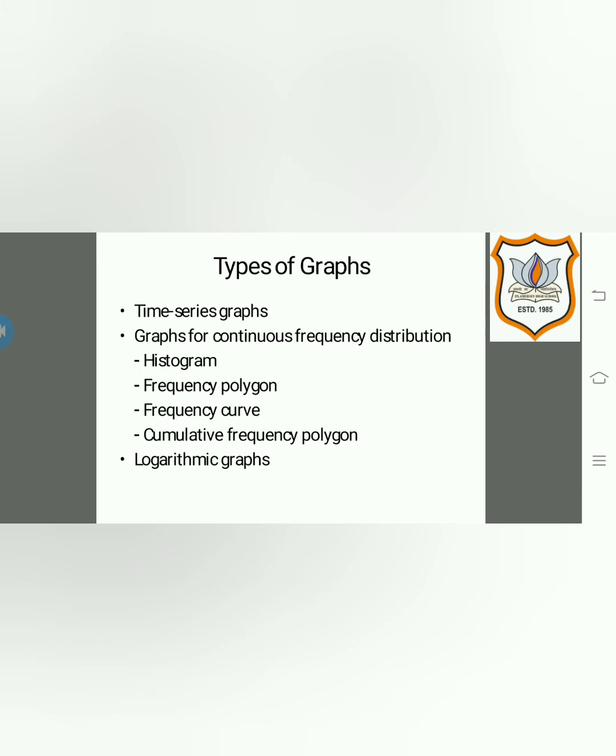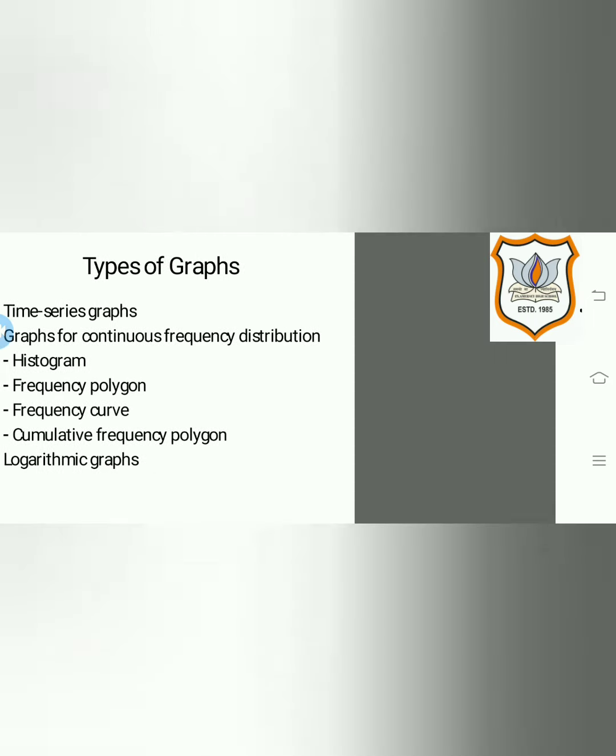Next comes the types of graphs. Just like types of diagrams, there are various types of graphs. Mainly, there are three types of graphs. First one, a time series graph. Second one, graph for continuous frequency distribution. Again, these may be a histogram, a frequency polygon, frequency curve, or cumulative frequency polygon. And the last type of graph is a logarithmic graph.